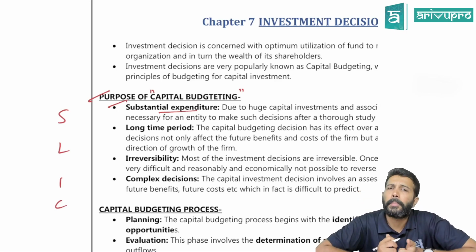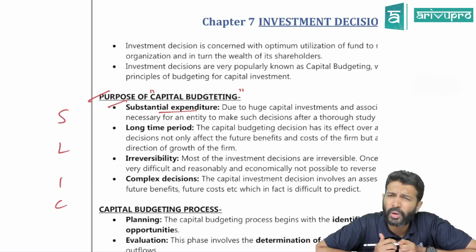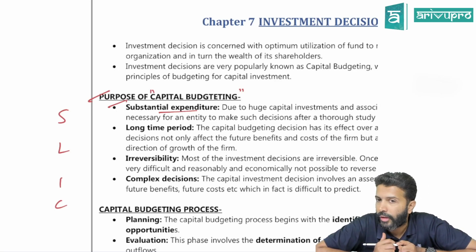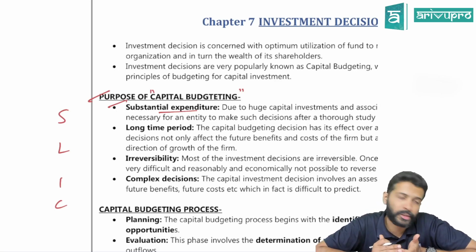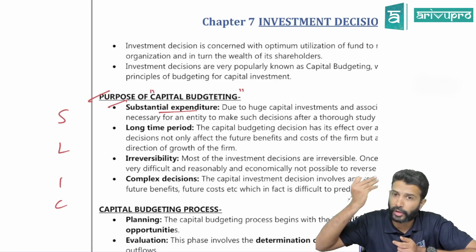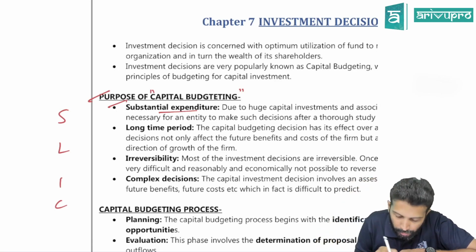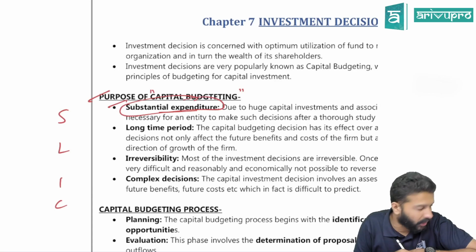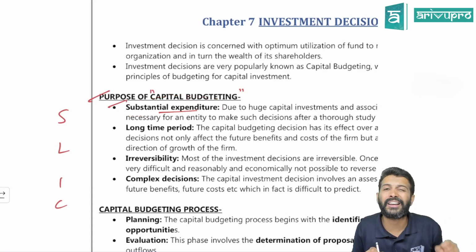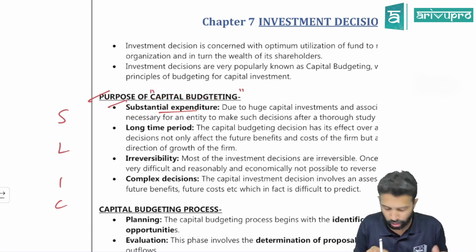Sir, when you want to do a project, the money requirement will be what, 1,000 rupees, 10,000 rupees, or it may go in crores also. Especially if you are a manufacturing entity, the money that you need to do a setup could be in thousands of crores also. So the amount of expenditure these decisions involve, is it on the lower side or higher side? Higher side. So that's what we mean.